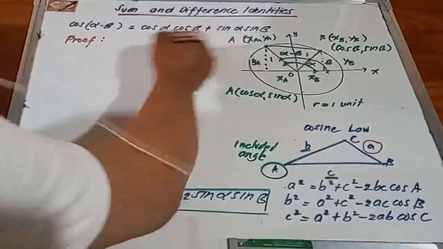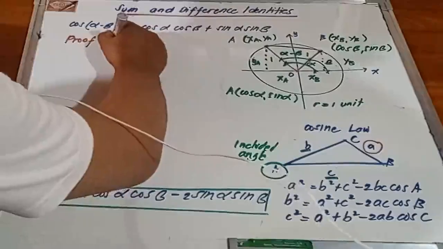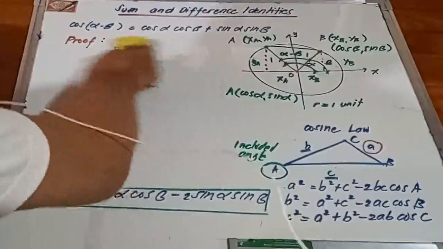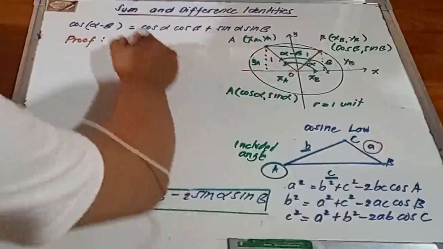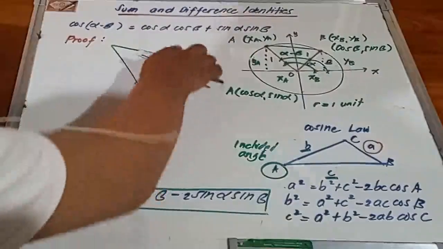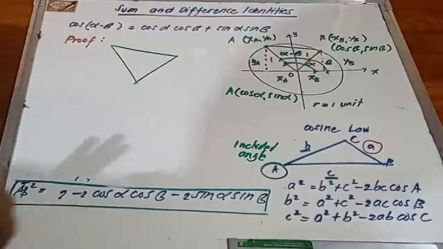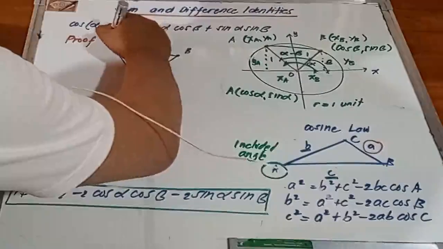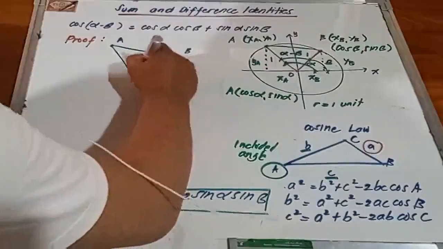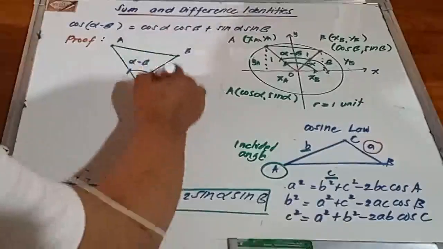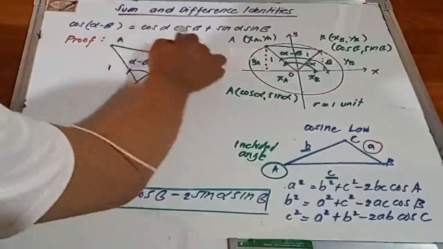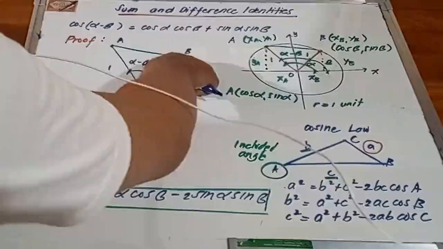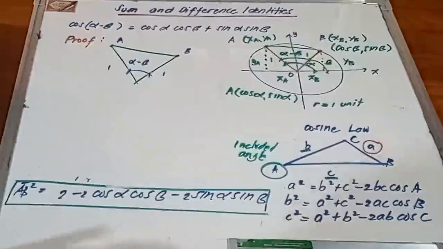So ito yun. Kunin natin yung triangle. Ito yung ating point B, point A. Ito yung ating alpha minus beta. Ito yung 1 unit. Ito yung hanapin natin distance. Si alpha minus beta yung included angle. Hindi natin nagamitin yung coordinates. Ang gagamitin natin ay cosine law.